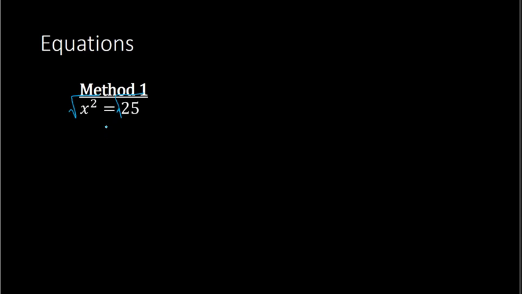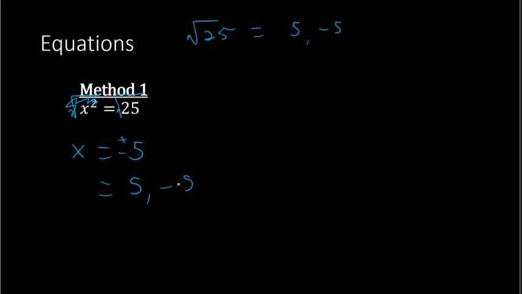When I do that on the left side, the square root of x squared, the square and the square root undo each other. That leaves me with an x over here. The right side, the square root of 25, is going to be 5, but we actually have two answers. It could be a positive 5 or a negative 5, because the square root of 25 is saying what squared gives me 25. Well, 5 squared is 25, but also negative 5 squared would also equal positive 25. So I have two answers. One is a positive 5, one is a negative 5.